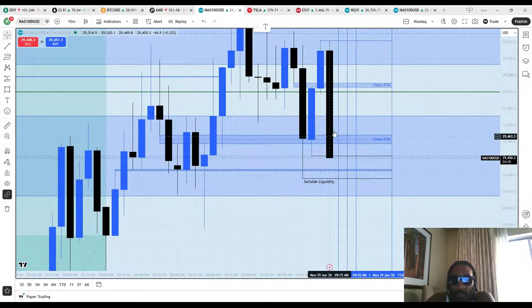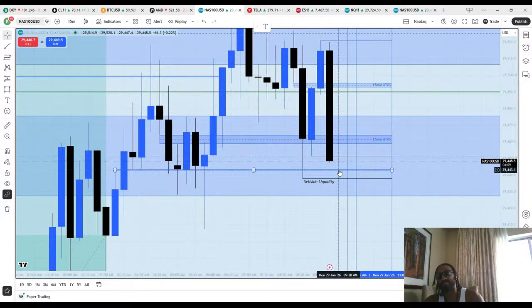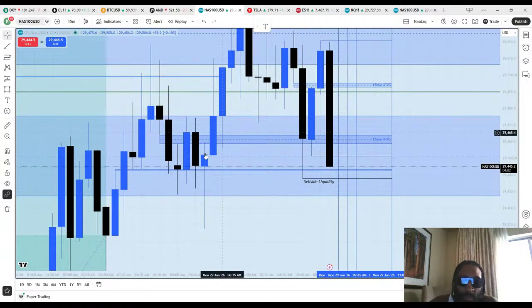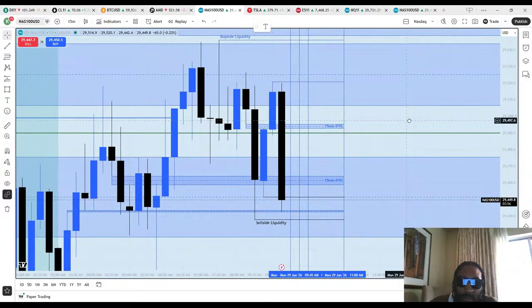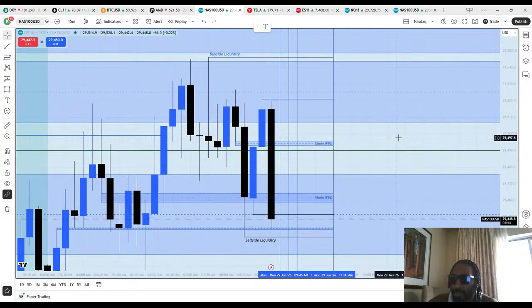Sell side liquidity. So let's see if we can get this candlestick to grab liquidity up under here and close back above this little small 15-minute fair value gap. If we get that to happen right before the 9:30 open, then I think it'd be safe to say we can anticipate a nice little run back to buy side. But we'll see. We'll see.